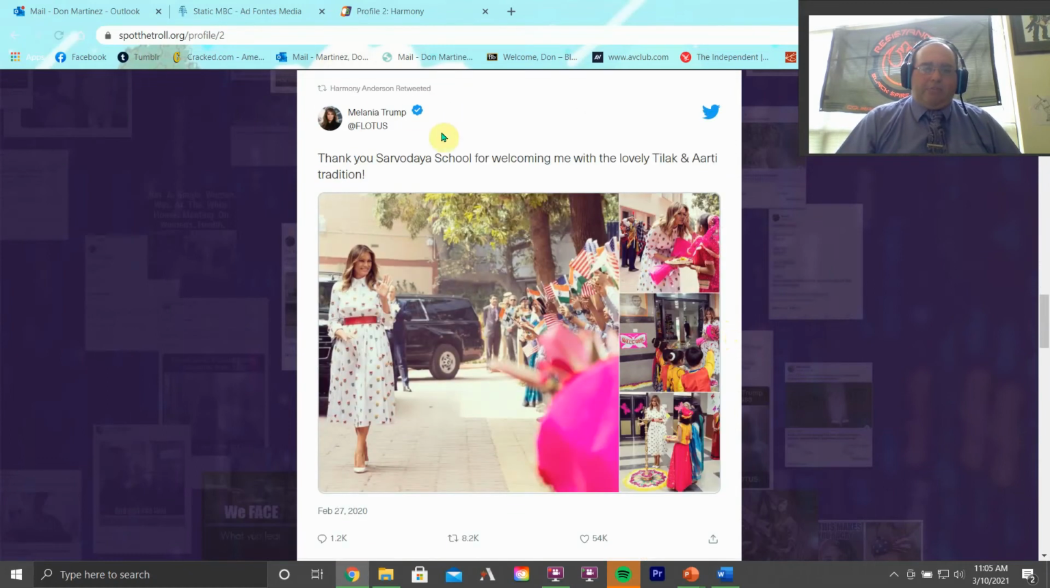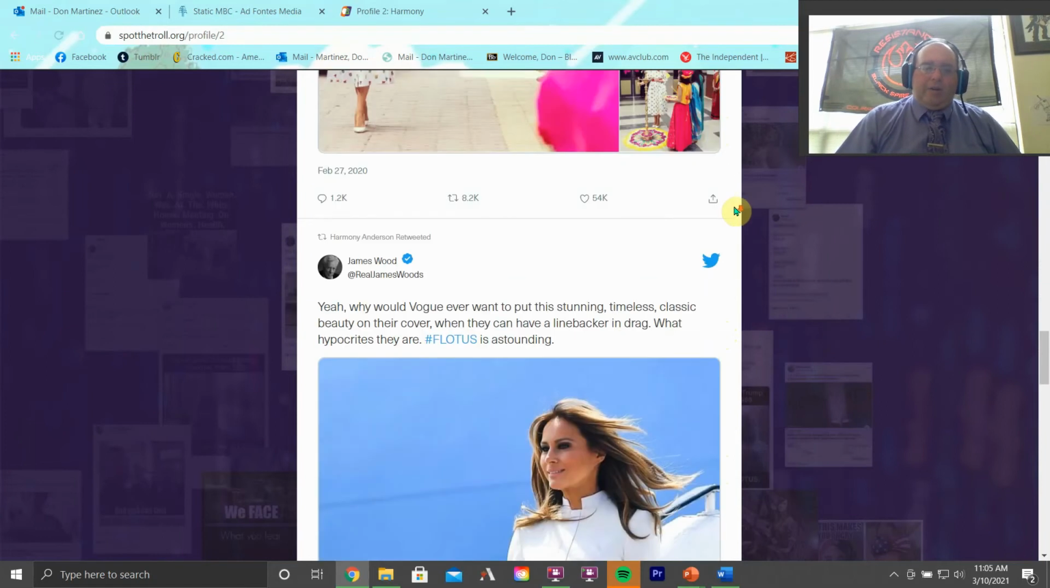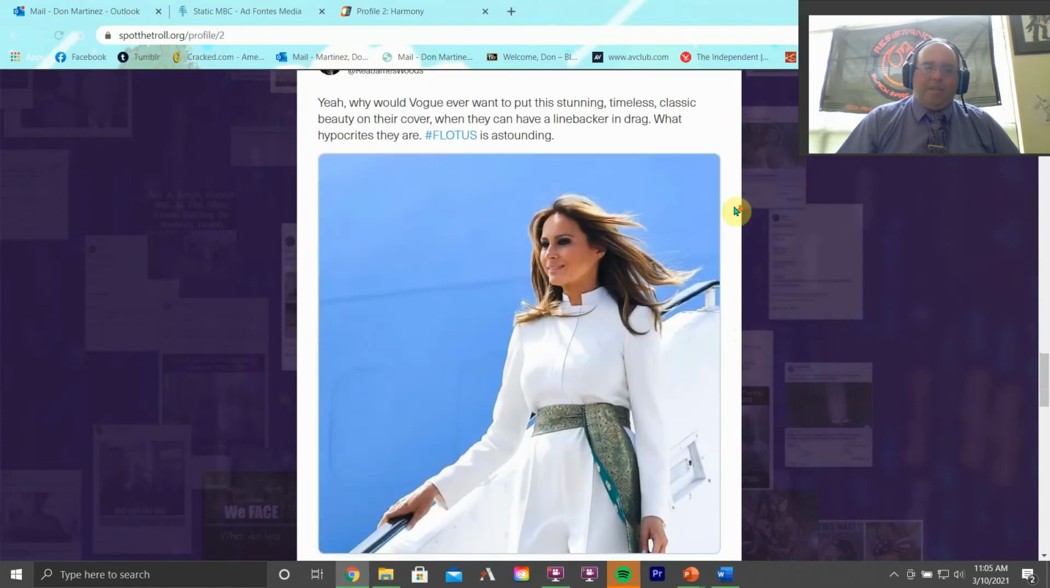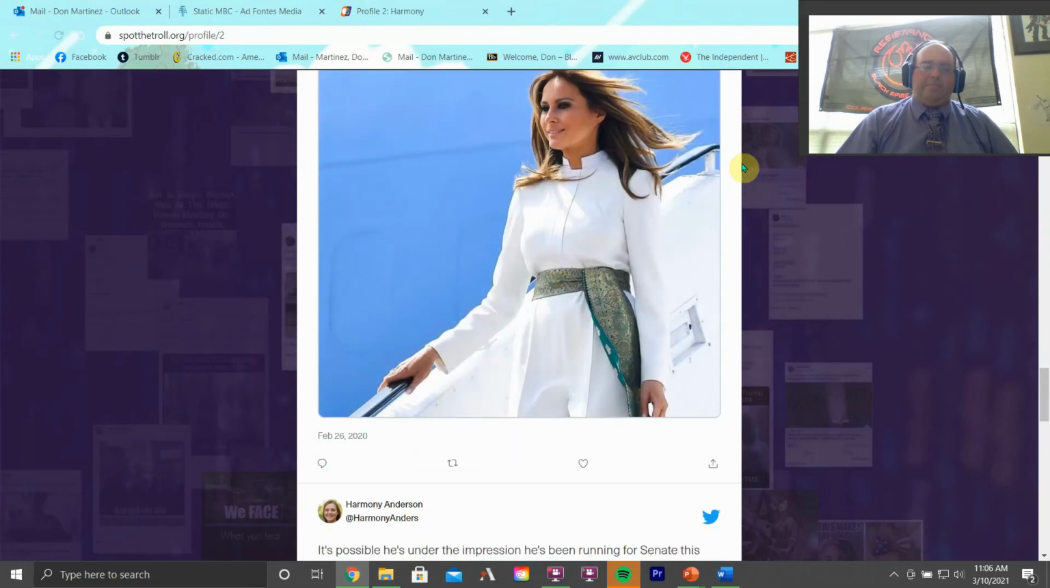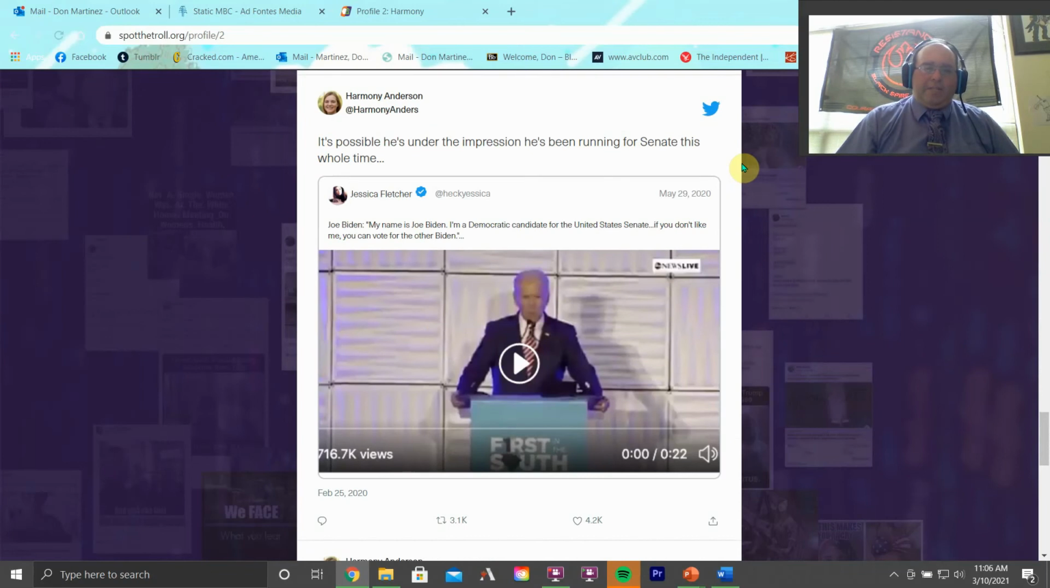Retweet from Melania Trump. Thank you, Sarvodaya School, for welcoming me with lovely Tilak and RT tradition. Okay. Next one, a retweet from James Woods. Yeah, why would Vogue ever want to put this stunning, timeless classic beauty on their cover when they can have a linebacker in drag? What hypocrites they are. Hashtag FLOTUS is astounding. Okay. Next one. It's possible he's under the impression he's been running for Senate this whole time. It's retweeting a video somebody put out there.